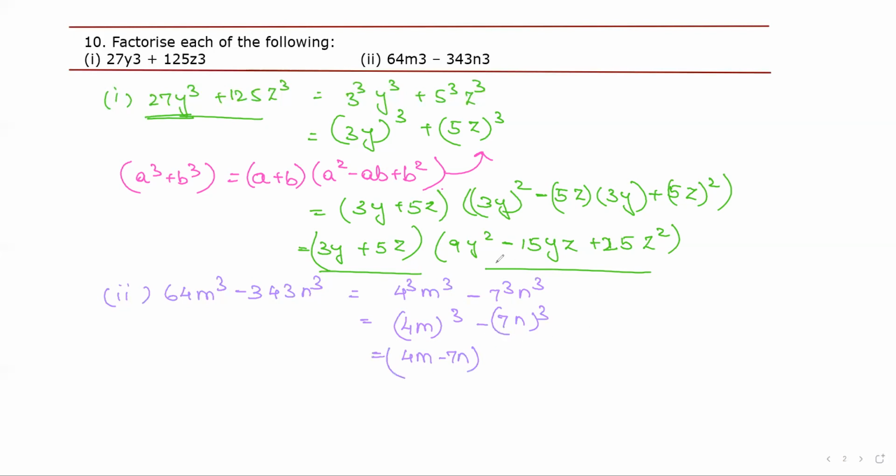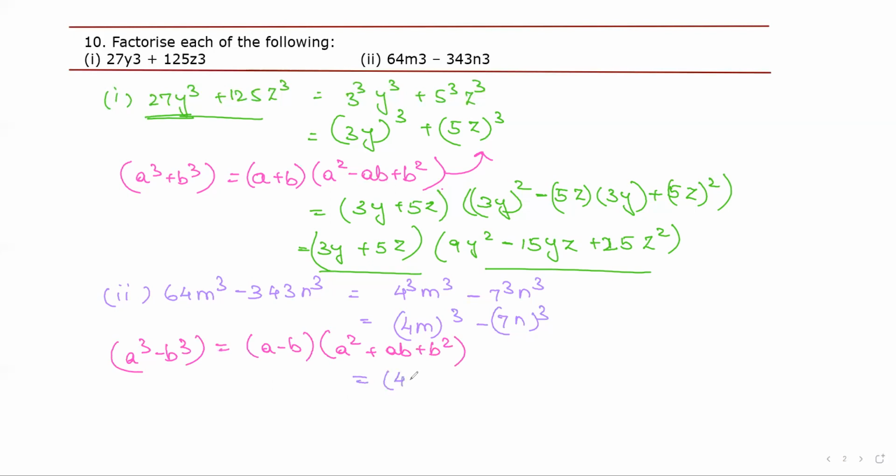Now you're factorizing, so you're applying a formula. No, it's minus, so let's rewrite the formula. You're not using the same formula. You're using the formula for a cube minus b cube, which is your second formula from the previous question. a cube minus b cube is equal to (a minus b) into (a square plus ab plus b square).